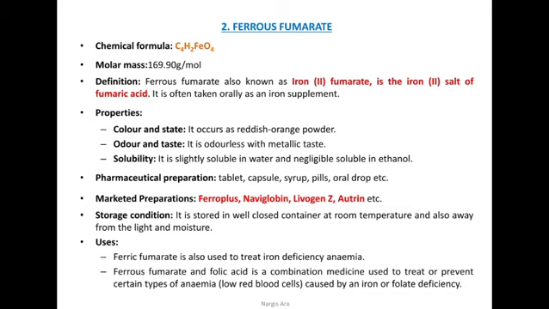Next, uses. Ferric fumarate is also used to treat iron deficiency anemia. Ferric fumarate and folic acid is a combination medicine used to treat or prevent certain types of anemia, which is low red blood cells caused by an iron or folate deficiency.